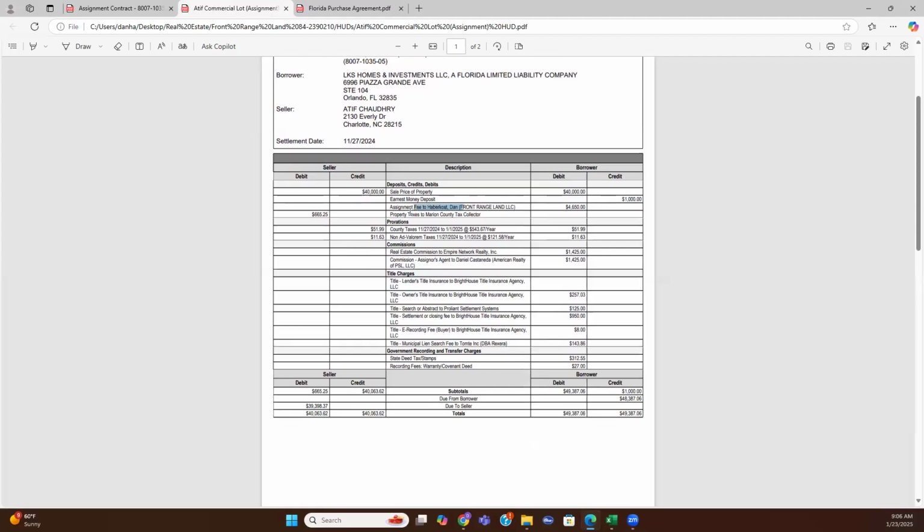It's just a simple line item as a debit to the buyer. So that's how assignments work. Very, very simple in practice, and the complexity and skill comes around negotiating with the seller, setting expectations, and doing the same with the end buyer, and managing the emotions and expectations of each.